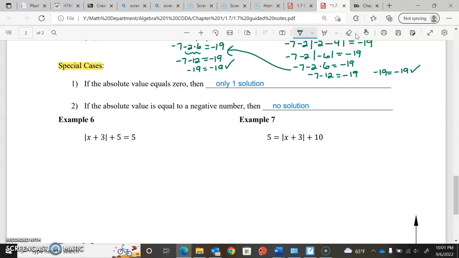So let's look at example 6. Again, thinking what we want to do first, we want to isolate the absolute value. So we want to get the absolute value of x plus 3 by itself. So we just have to get rid of this plus 5. So we're going to subtract 5 from the left, subtract 5 from the right.